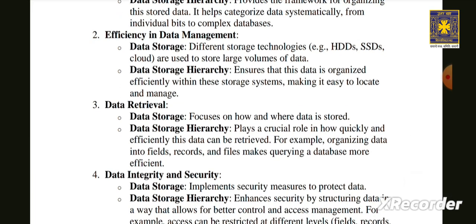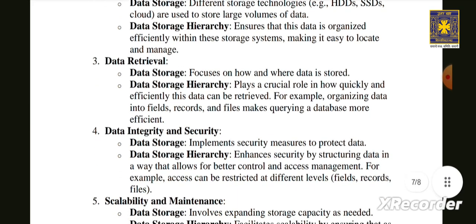Then we come to the data retrieval part. This is another key aspect. It's about how quickly and efficiently we access the stored data. The hierarchy plays a crucial role here. By organizing data into fields, records, and files, it streamlines the process of querying the database. This means faster access to information when you need it.